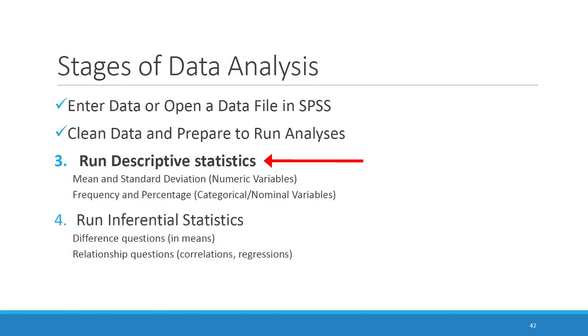Going back to our stages of data analysis, we have completed stage 1. We've opened a data file in SPSS and learned about what that file is about. We did number 2, which is cleaning our data and preparing to run our analyses. And now we're on stage 3, where we are running our descriptive statistics. This includes our means and standard deviations for numeric variables, and our frequencies and percentages for our categorical or nominal variables. Later on, we will get into what we call inferential statistics in stage 4.